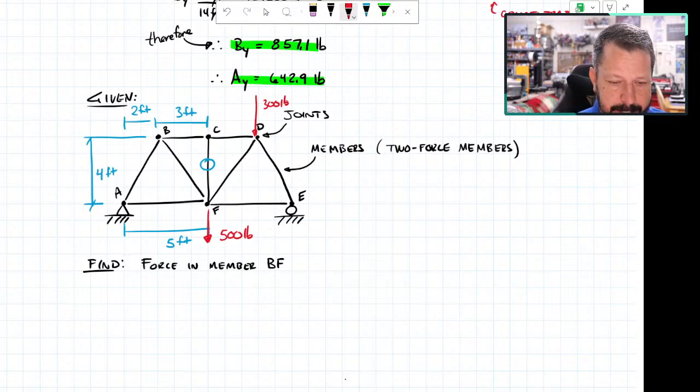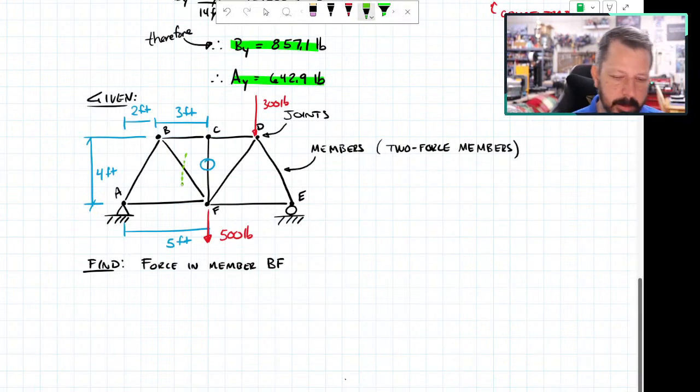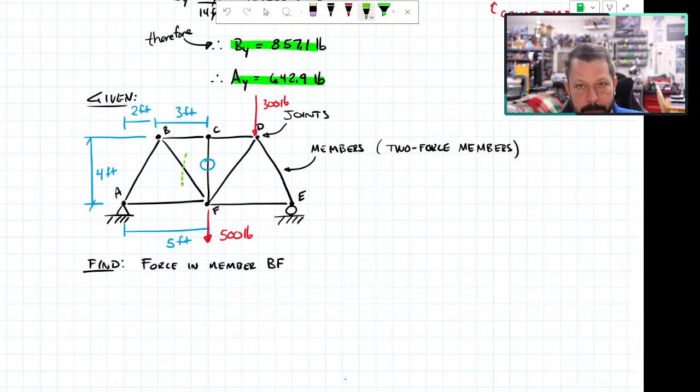Then when you're doing method of sections, you want to identify the member you're interested in. So I'm going to identify it by doing this. Actually, I'm going to use green. Okay. So the idea with method of sections is that you're going to take your truss and cut it into two completely separate sections. And you want to cut through the piece you're interested in. So that's why I drew the little dotted lines through BF.